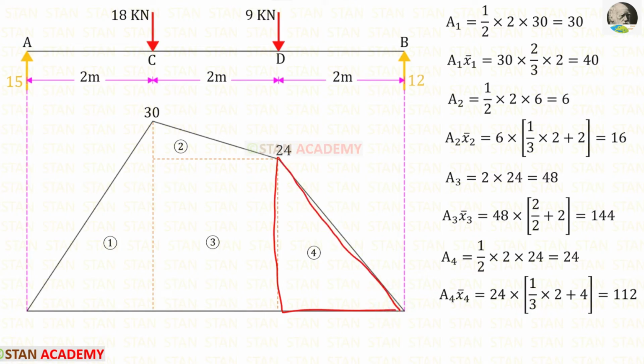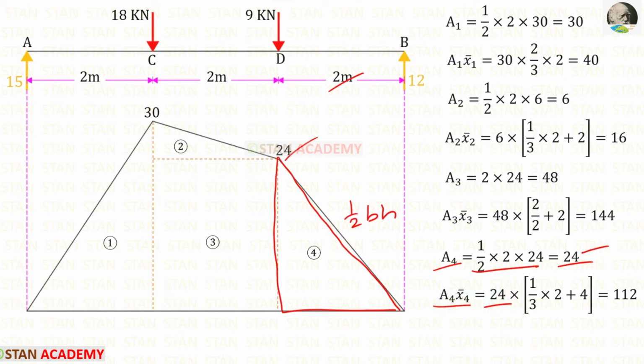This is a triangle. We know the formula for the area of a triangle: half into b into h. Here the breadth is 2 and the height is 24. Finally, for the area, we are getting 24. Let us find the area times x bar. We have found the area, 24.